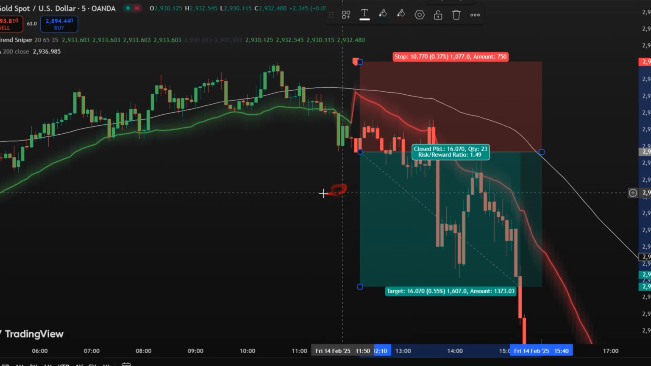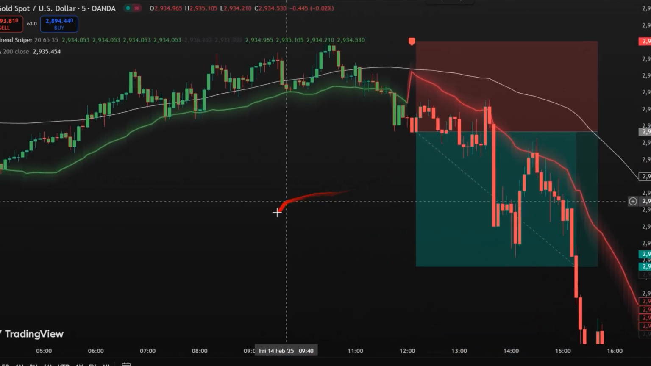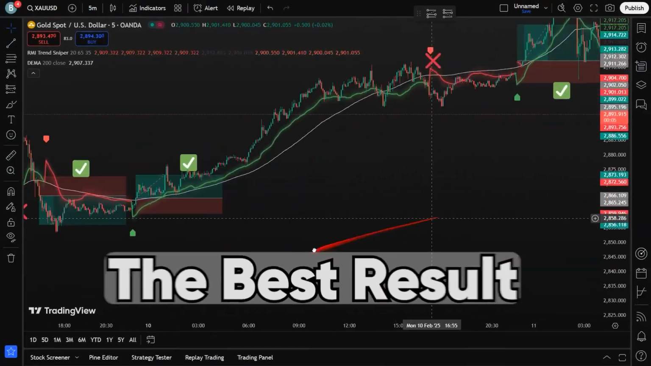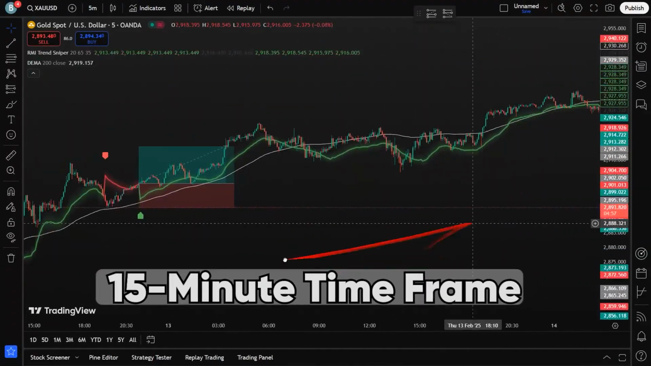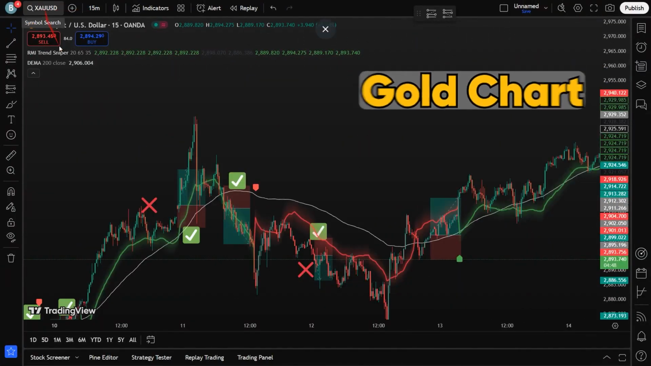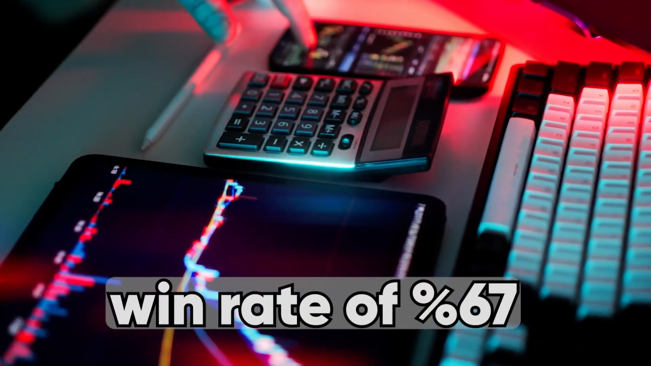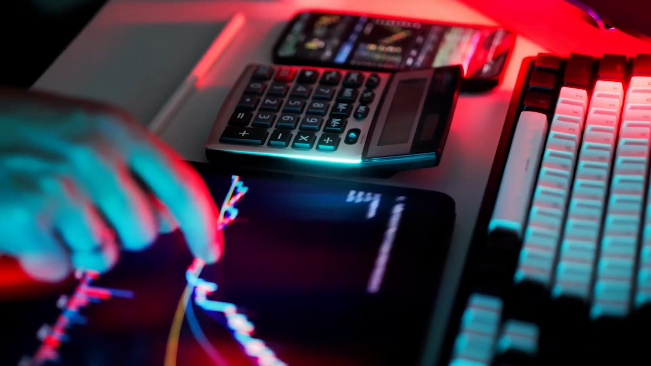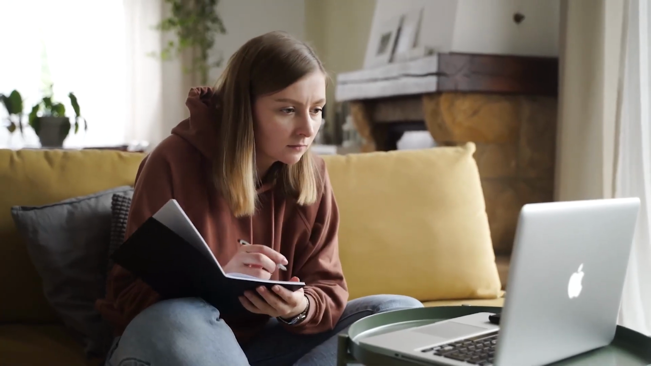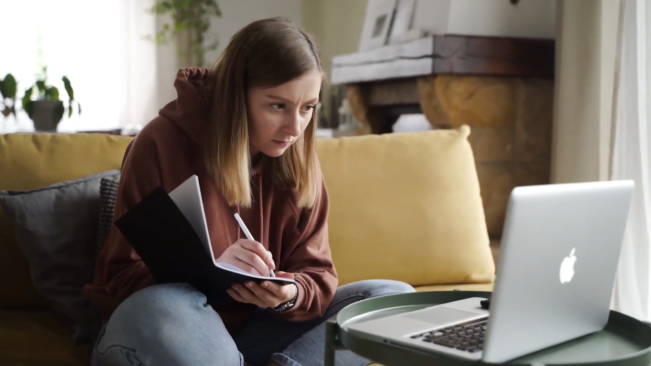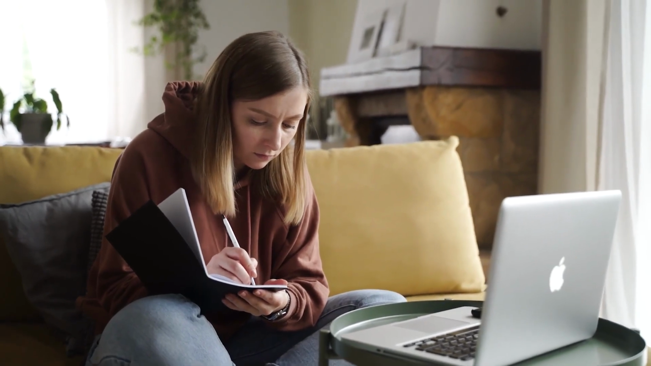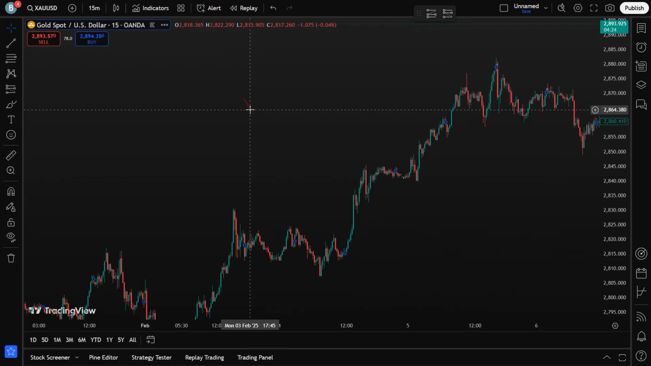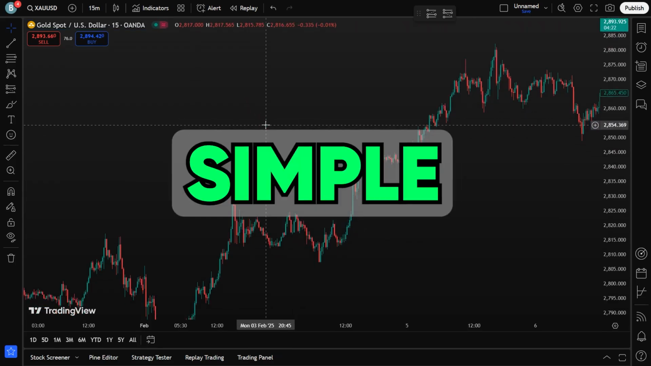I have taken various backtests of this strategy in different time frames, and the best result was for a 15-minute time frame on the gold chart, which gave me a win rate of 67%, which is a pretty good win rate for this strategy. But I wasn't satisfied with that, so I searched again and again until I found an even more awesome strategy. This strategy is both simple and fast.